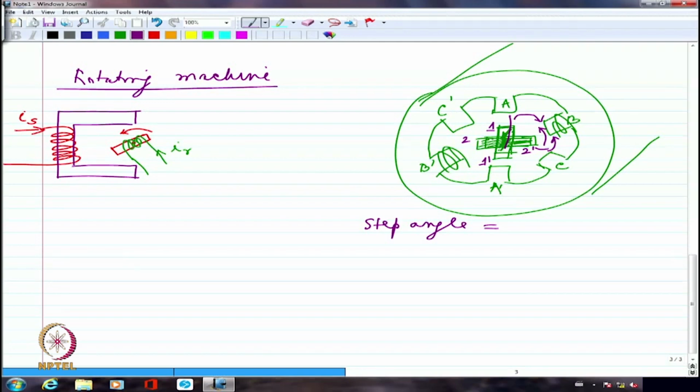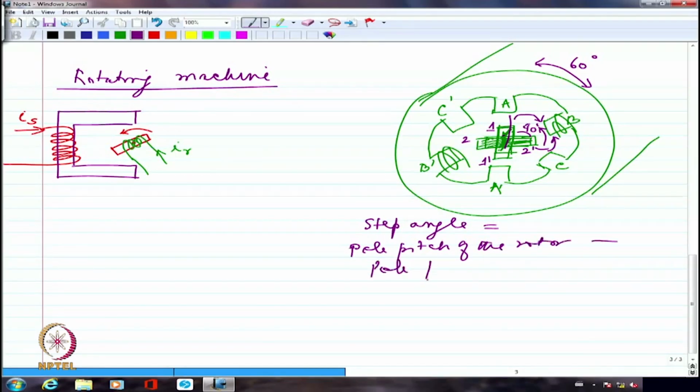So in this case, we saw it as about 30 degrees, because 90 degrees is the angle between this pole and this pole. Right? Rotor poles are displaced from each other by 90 degrees, whereas the stator poles are displaced from each other by 60 degrees. I have not drawn it very well, otherwise you should see the 60 degrees clearly. Right? So normally the movement is the pole pitch of the rotor minus the pole pitch of the stator.